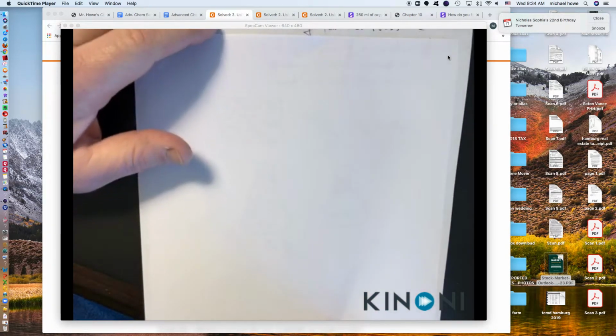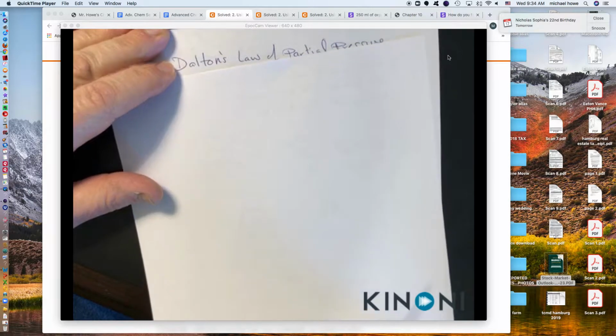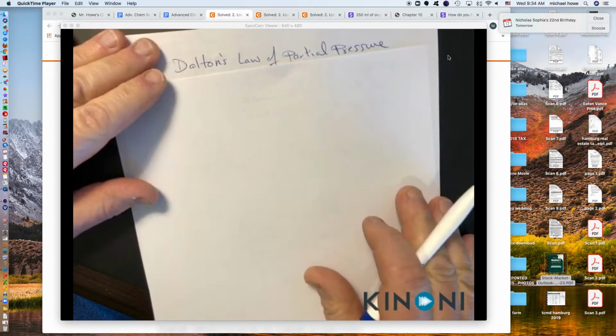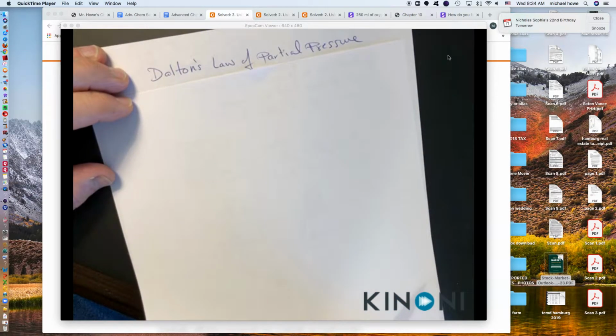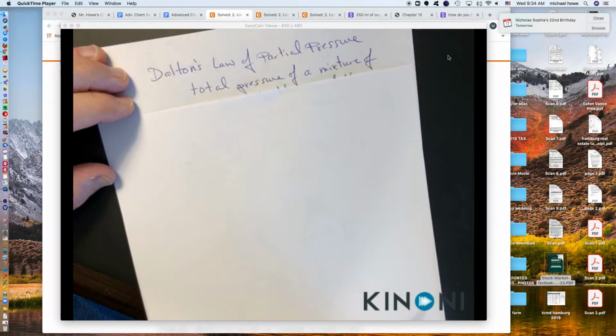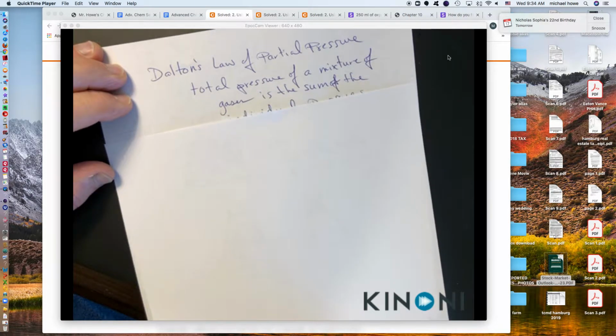This is a little video about something called Dalton's law of partial pressure. Sounds fancy. It's a very simple concept. What it says is that if you have a mixture of a gas, the total pressure from that mixture will be the sum of the individual pressures of the gases that are in the mixture.